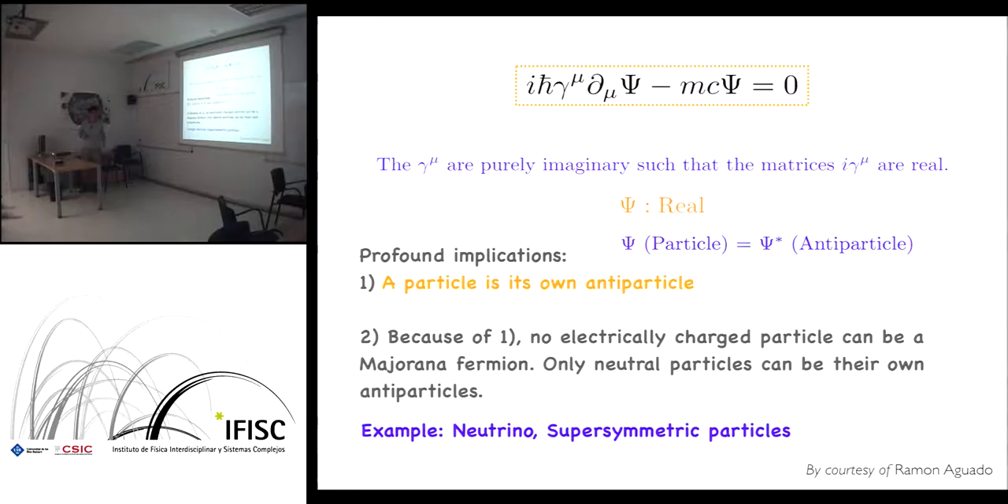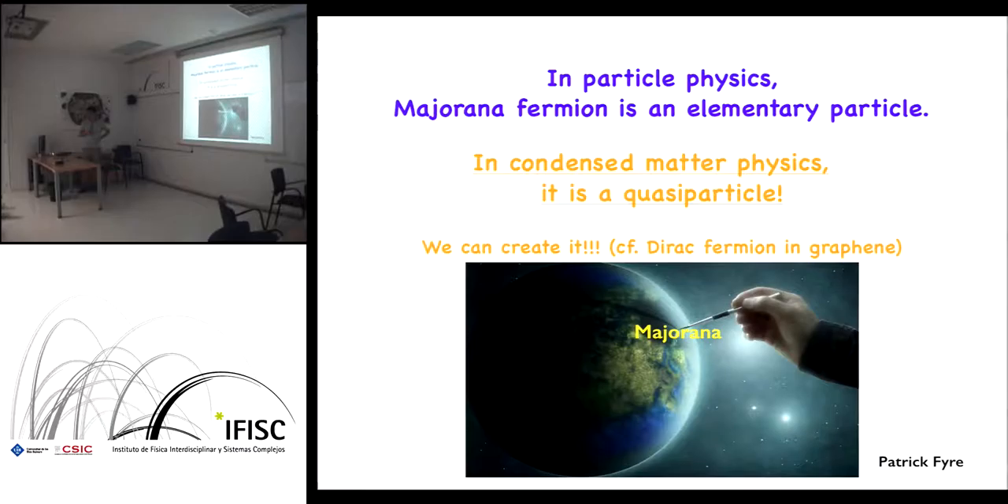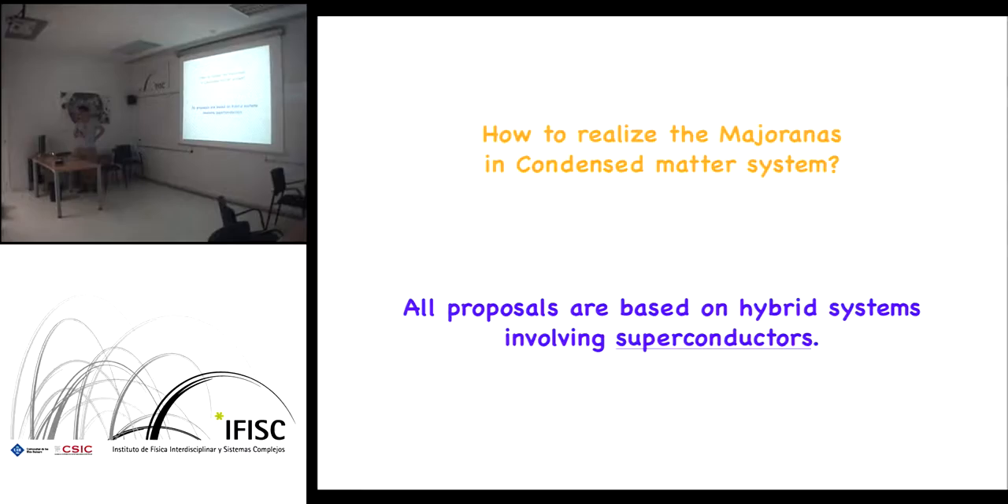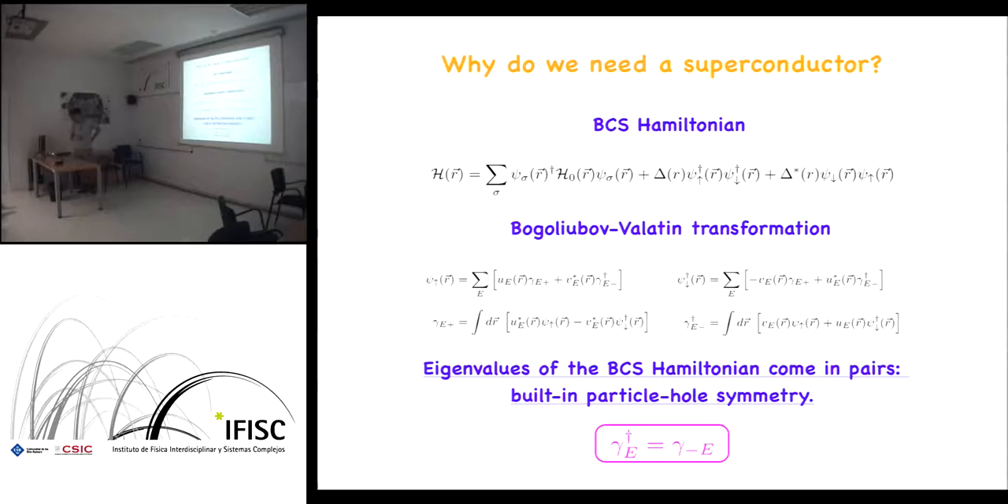In particle physics, a Majorana fermion is an elementary particle, but in condensed matter physics, it is a quasiparticle. That implies we can create it. It is similar to the Dirac fermion in graphene. Anyway, we can create it in the lab. Then the question is, how can we make the Majorana in a condensed matter system? All proposals are based on hybrid systems involving superconductors. I will explain why we need a superconductor.